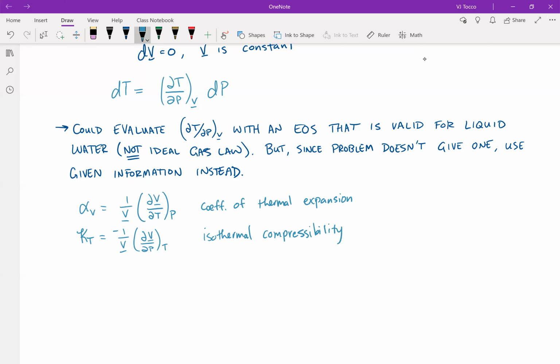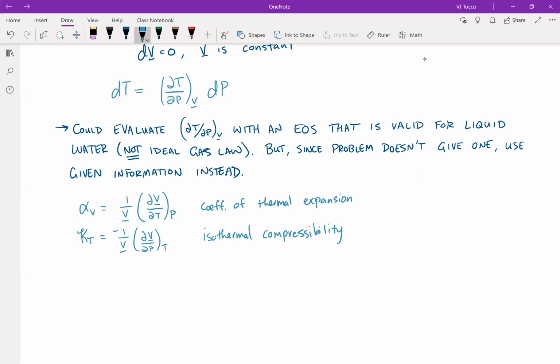So that's kind of like an analogy to the ideal gas law, where Gibbs phase rule doesn't apply to an isothermal gas. Gibbs phase rule doesn't apply to an incompressible liquid. That's what I was trying to say.